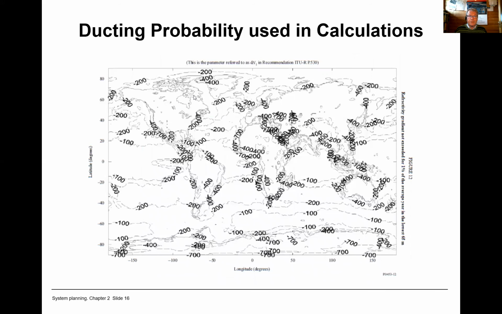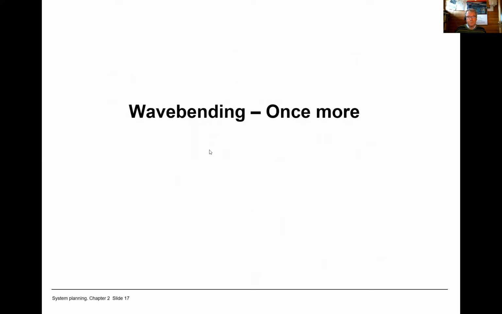Here is the ducting probability that we will use in the calculations given by the ITU-R. So we will use them later. Here is just showing you this. And I think this is where we will end now. We will look in an appendix on the wave bending once more.